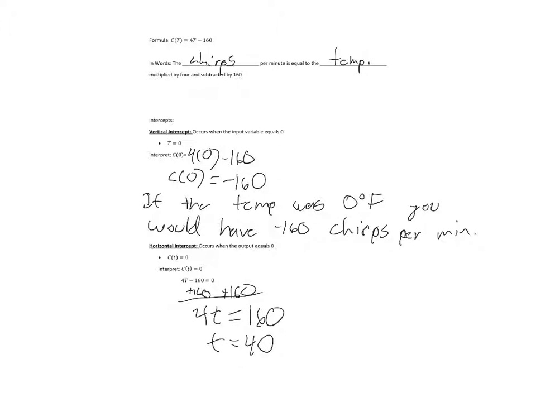So interpret C of t equals 0. At 40 degrees Fahrenheit, there are no chirps. In other words, as soon as we reach a temperature greater than 40 degrees, the crickets will begin chirping.